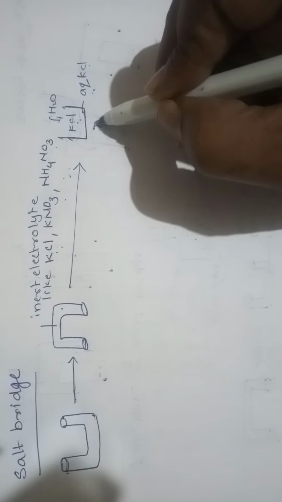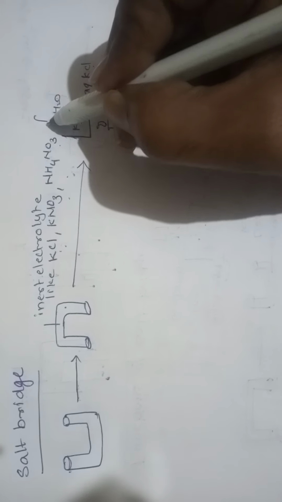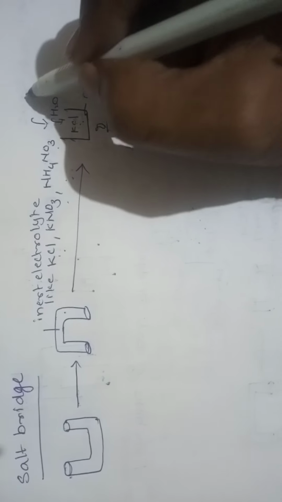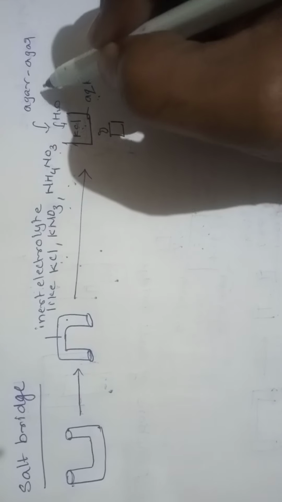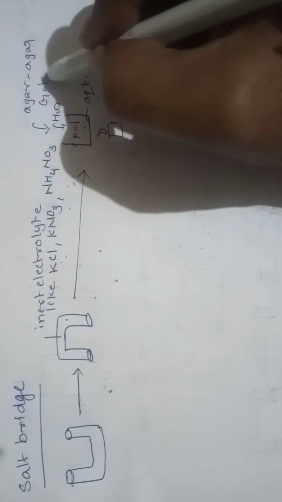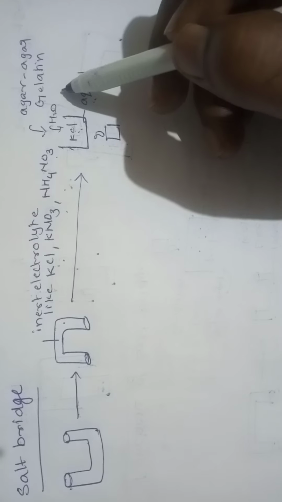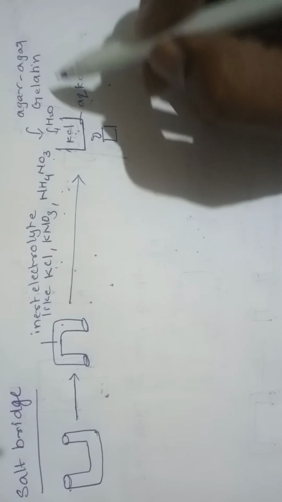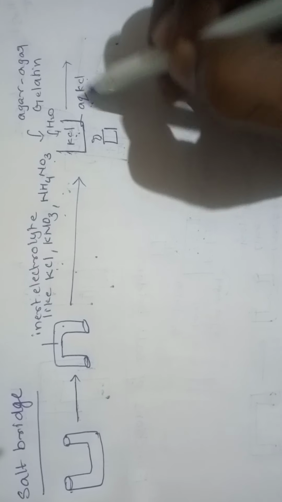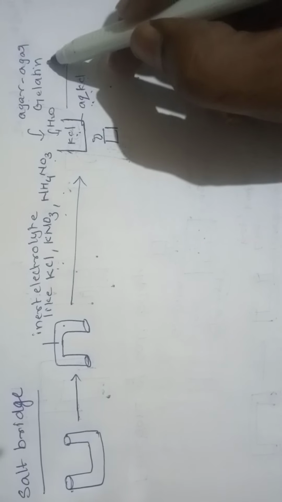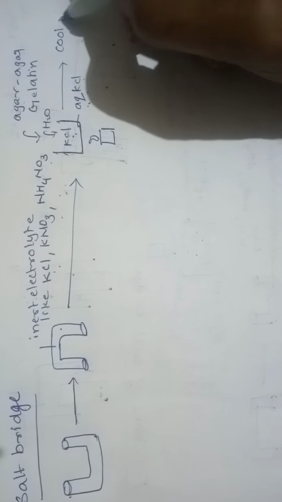Then you start heating. Once you start heating, you have to add a small amount of agar agar or gelatin. So after heating, this hot concentrated aqueous solution is mixed with agar agar or gelatin. After that, you need to cool the mixture.